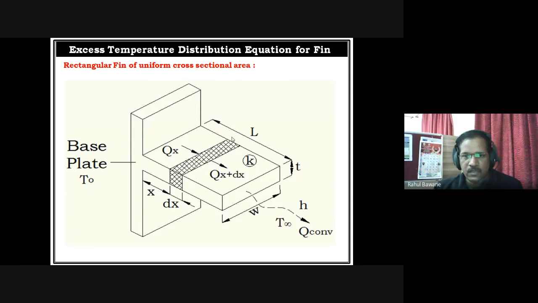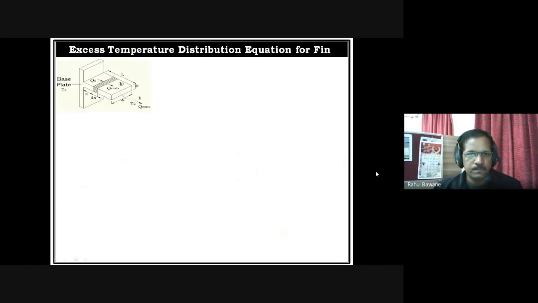So whatever fluid comes into contact with this section will extract the heat. Whatever the heat difference between in and out will be removed by convection. These fins have a material with conductivity k, and obviously we have to use a material with higher conductivity, and the surrounding fluid has temperature T infinity and convective coefficient h. So let us see how to derive the equation for this.